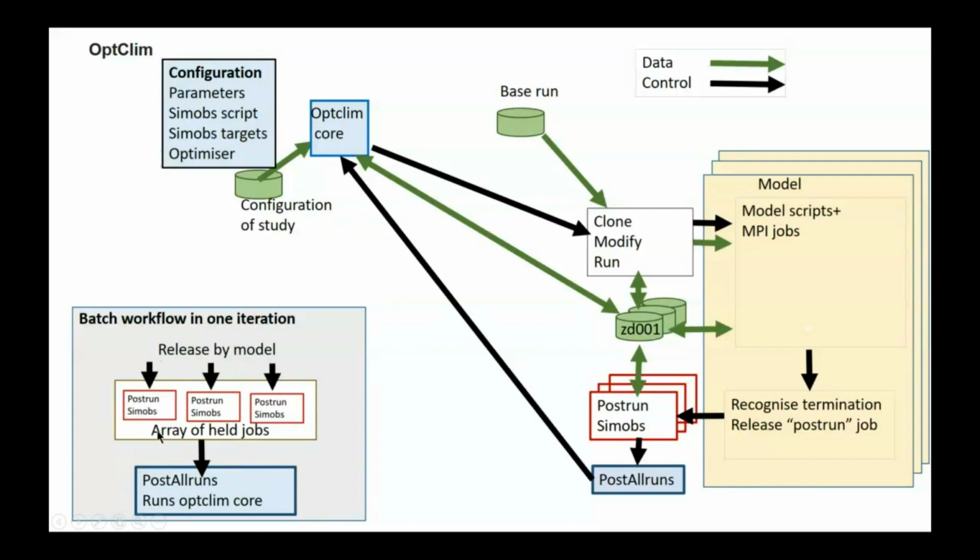It's held by an array of jobs which comprise tasks, one for each of the model runs, and it's these tasks that calculate the simulated observations. This array is also held, and the tasks in this array are released when the model has completed its run.